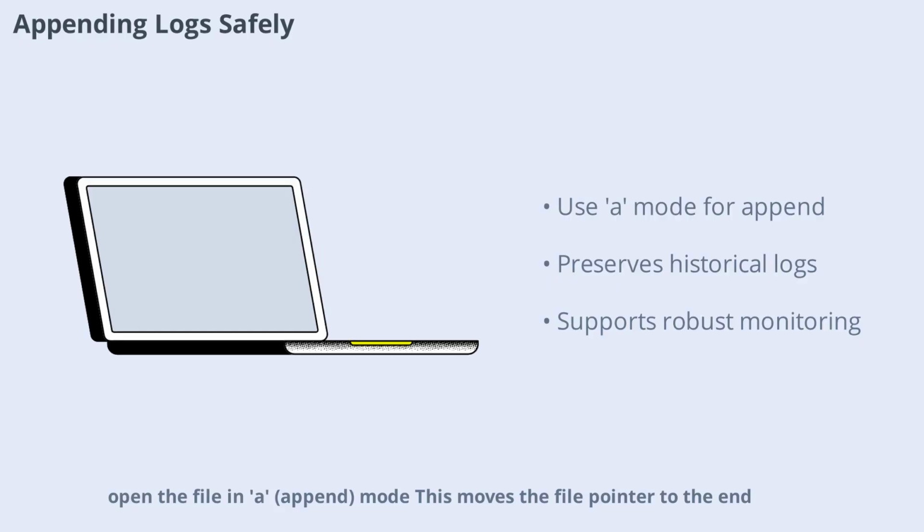Safely append logs to an existing text file without overwriting historical information. Open the file in append mode. This moves the file pointer to the end, preserving existing data. In AI training runs, appending metrics at the end of every epoch ensures that all tracking information is retained, supporting robust monitoring and analysis.